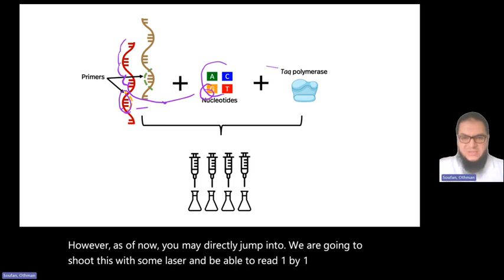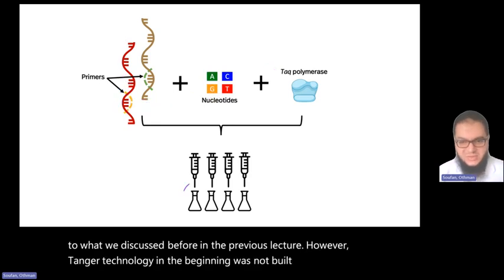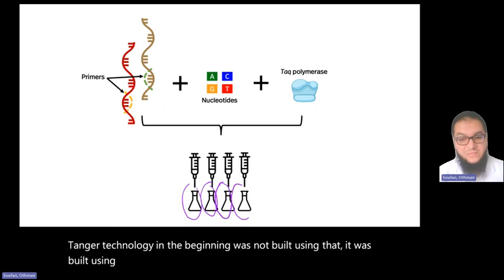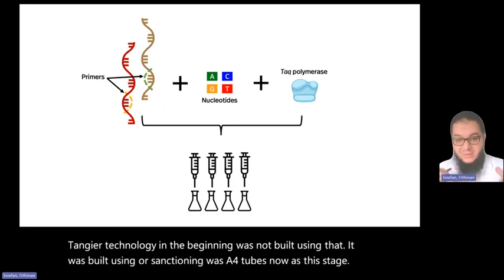It links to what we discussed before in the previous lecture. However, the Sanger technology in the beginning was not built using that. It was built using Sanger sequencing, 4 tubes. Now, at this stage, I hope you settle with this.